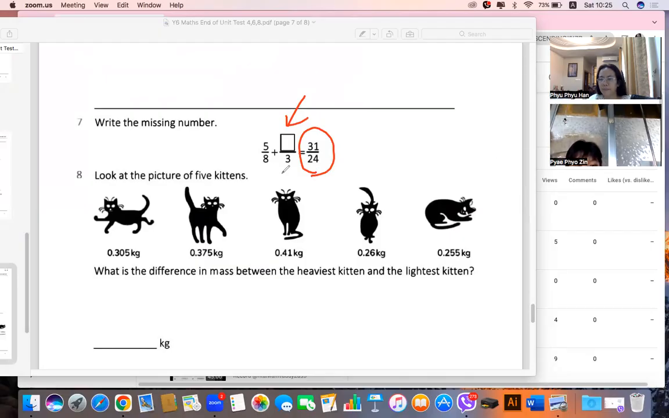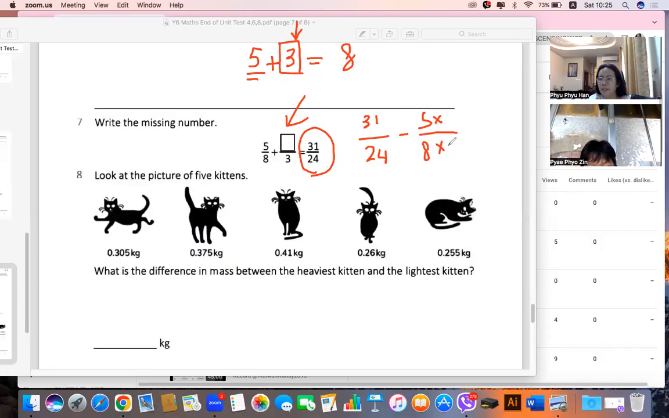For example, for this case, 5 plus 3 equals 8, right? So they are asking for this number. What is this number? What do you do? You can do 8 minus this 5, right? So you will get this number. That's why I say 31 by 24 minus 5 by 8, you will get this answer. Now you calculate that. 31 by 24 minus 5 by 8.